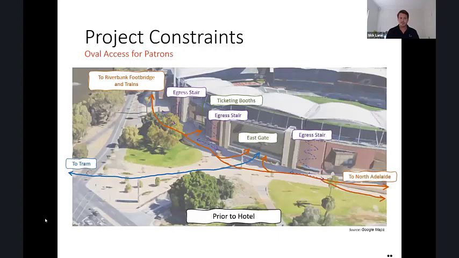Just a few additional constraints, you could say, in terms of access. You can see this is the stadium before the hotel was in place, where the egress stairs are, where the gates are, and where the access around the stadium and into the stadium is. So obviously, the stadium being active throughout the construction program, we had to make sure that the design of the hotel allowed for that access to continue through construction and then post construction as well. Next slide, please.